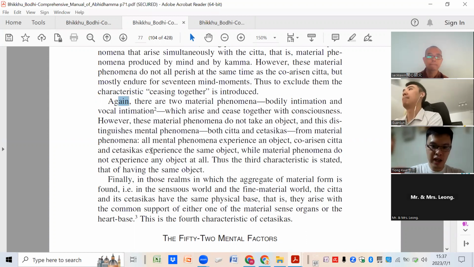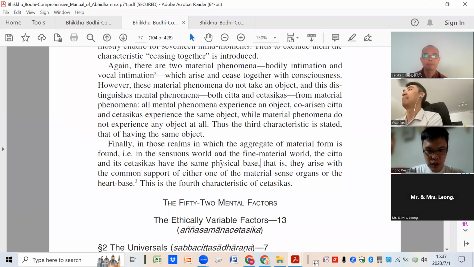Thus, the third characteristic is stated, that of having the same object. Finally, in those realms in which the aggregate of material form is found, for example in the sensuous world and the fine material world, the citta and its cetasikas have the same physical base. That is, they arise with the common support of either one of the material sense organs or the heart base. This is the fourth characteristic of cetasika.